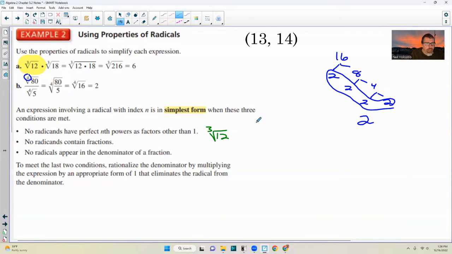If I take the cubed root of 12, this says no radicands have perfect nth powers as factors other than 1. In other words, 12 is 2 times 6, and 6 is 2 times 3, so I have 3 times 2 times 2, and I don't have three 2's, therefore I can't simplify that. That's what this means. So I cannot simplify the cubed root of 12. It only has factors of 12 and 1. There are no factors I can take out. No radicands contain fractions. And no radicals appear in the denominator of a fraction.